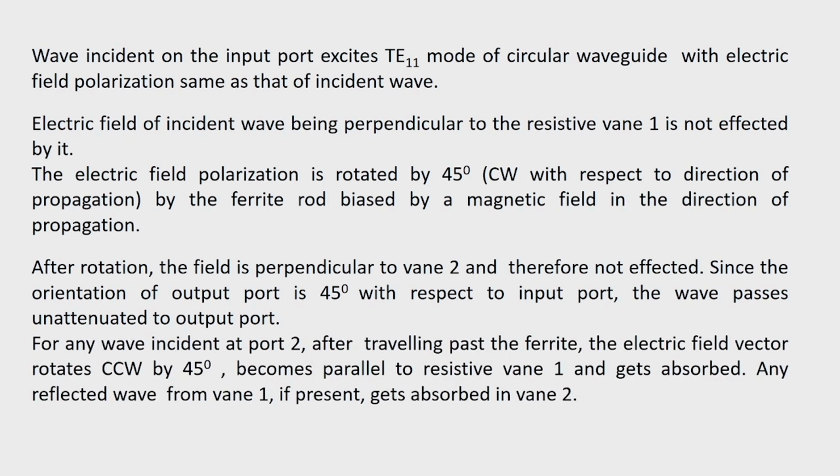For any wave incident at port 2 after travelling past the ferrite, the electric field vector rotates counterclockwise by 45°, becomes parallel to resistive vane 1 and gets absorbed. Any reflected wave from vane 1 if present will get absorbed in vane 2. So, this is how this type of Faraday rotation isolator will provide only unidirectional transmission from port 1 to port 2 and not from port 2 to port 1.